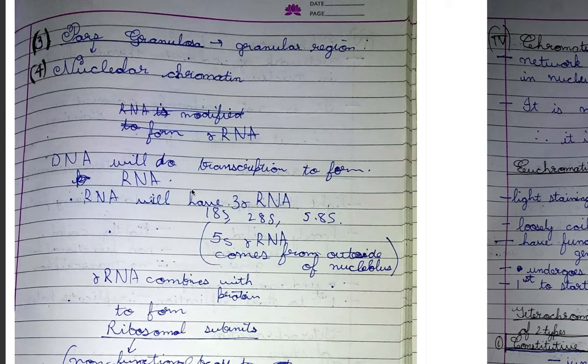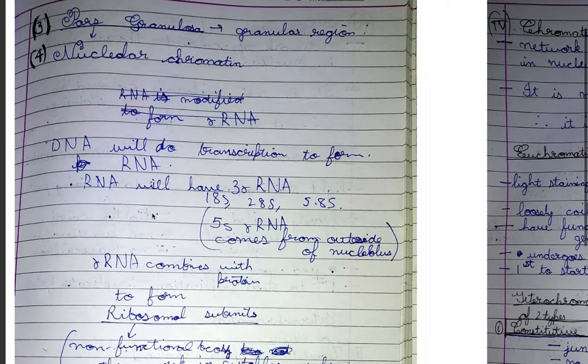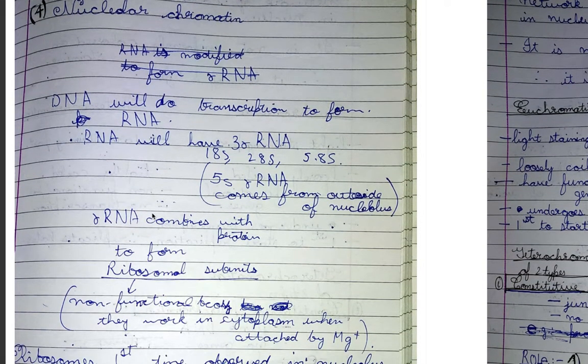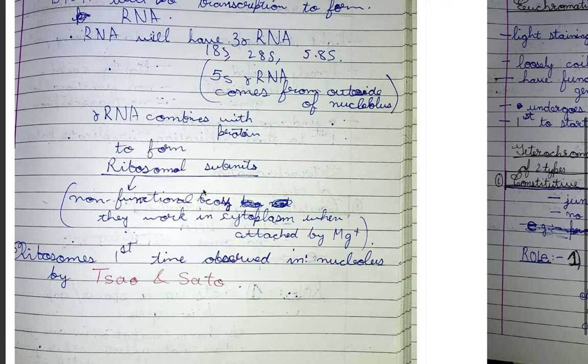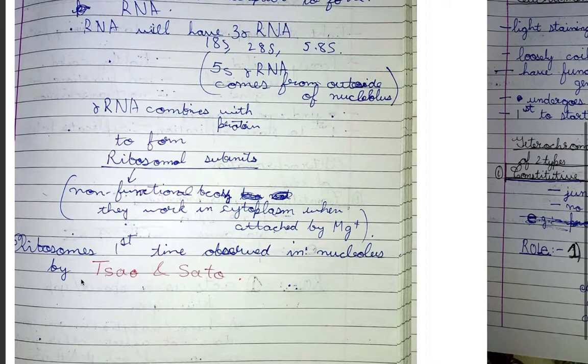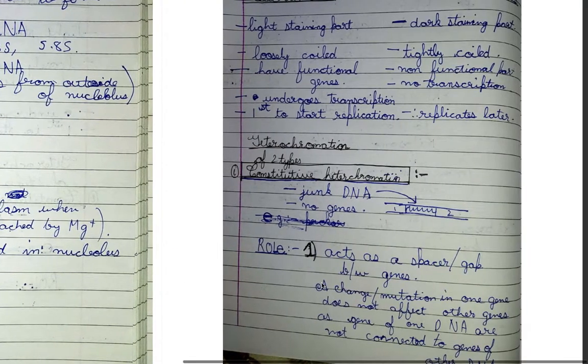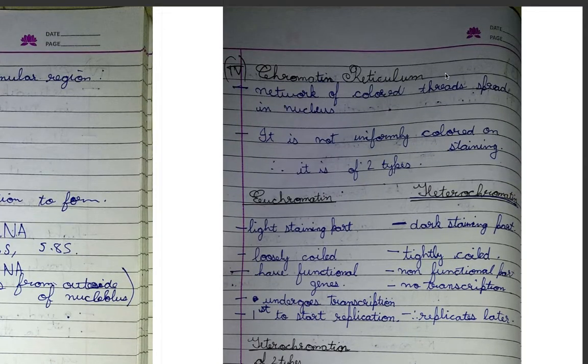DNA does transcription to form RNA. RNA has three rRNAs, 18S, 28S, and 5.8S. 5S RNA comes from outside of the nucleus, from the cytoplasm. These rRNAs combine with proteins to form ribosomal subunits. These are not functional inside the nucleus because we know that they are attached to each other in the cytoplasm by magnesium ions. Ribosomes were first observed in the nucleolus by Sato, who first found ribosomes in the nucleus.